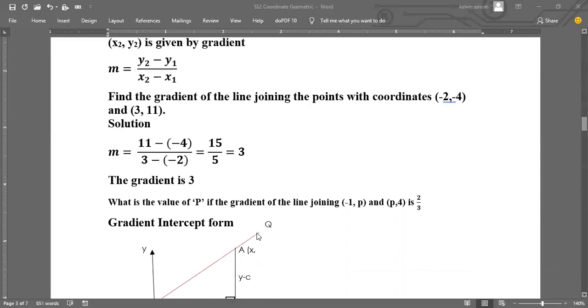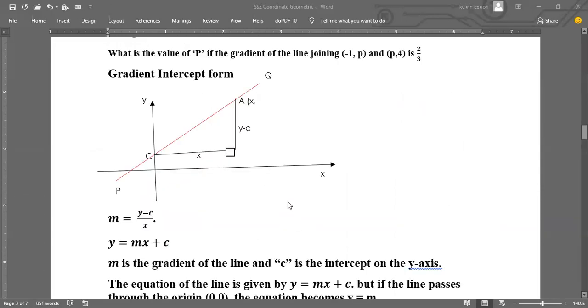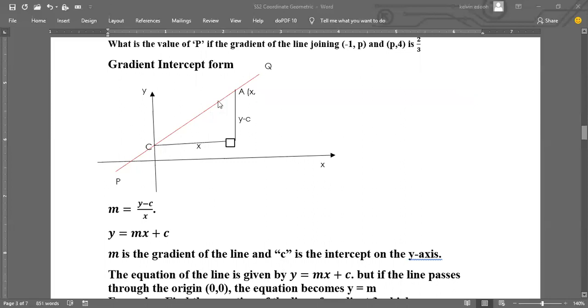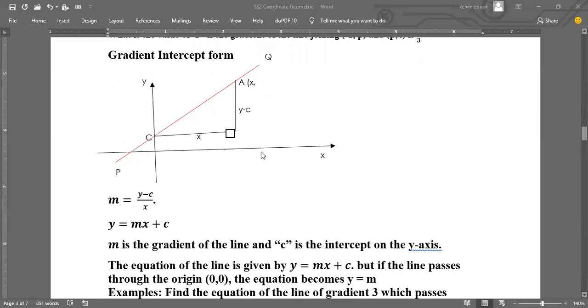The next important thing we're going to look at is the gradient-intercept form. How do you calculate the gradient form when they give an intercept, where the line intercepts the y-axis, as a slope point? If you look at this shape here, you can see the line intercepts the y-axis. Let's say the point is C. This is Y1, and the other point, let's just call it Y. From here to this point will be the change in Y.